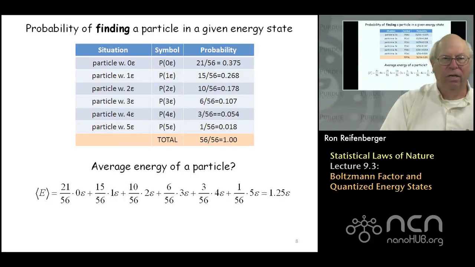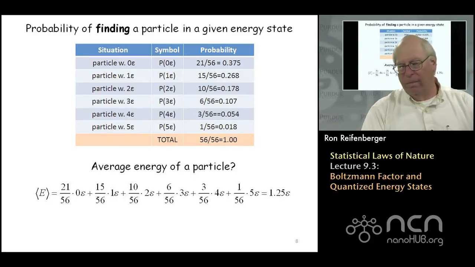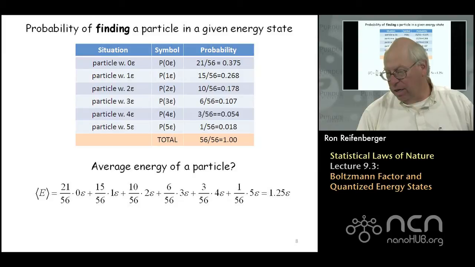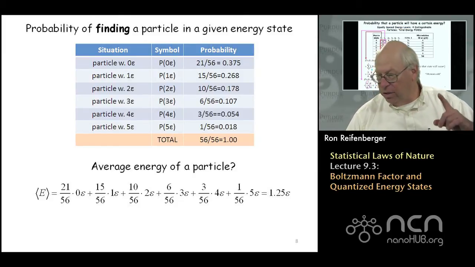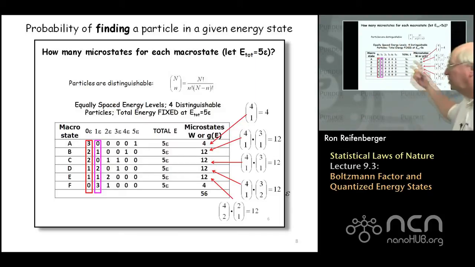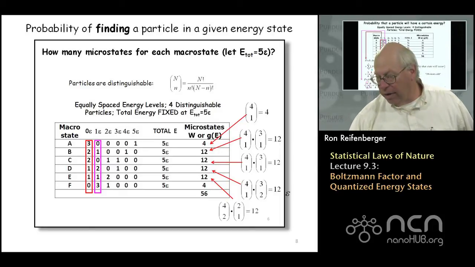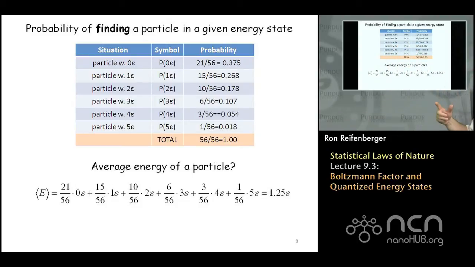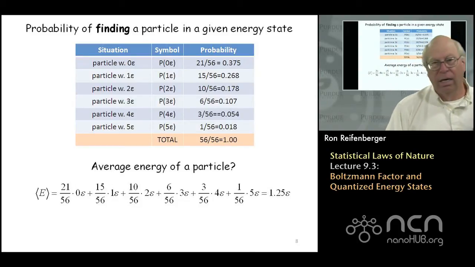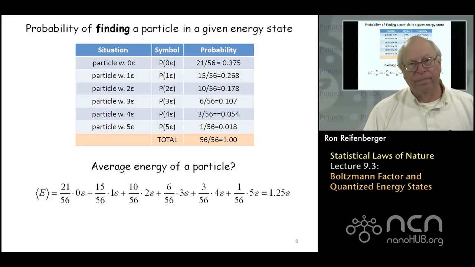So on average, the average energy of a particle in this quantized set of energy levels is 1.25 times the energy level epsilon. Of course, that assumes that the total energy is 5 epsilon. If I change that constraint, then you have to redo all these calculations, and this number down here will change. But for the problem as I've stated, that's the answer.